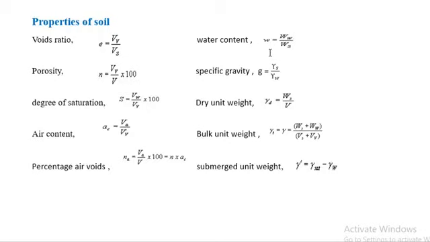Water content, w is equal to weight of water by weight of solid. Specific gravity, G is equal to unit weight of solid by unit weight of water. Dry unit weight, weight of solid by volume. Bulk unit weight, weight of solid plus weight of water by volume of solid plus volume of void.